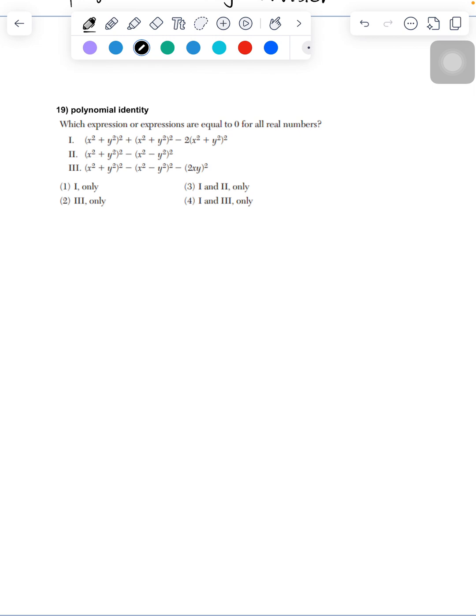So it's asking which expression equals 0, or which expressions are equal to 0 for all real numbers. All right. So this looks like a lot, right? So if you're having trouble doing it, if you're pressed for time, what I recommend is you set x equal to, let's say 3, and you set y equal to 4, right? And whenever you see this, you just put it in the calculator. You're going to put in something like 3 squared plus 4 squared, and have the whole thing squared, and then you're going to do 3 squared plus 4 squared, and minus, and so on and so forth.